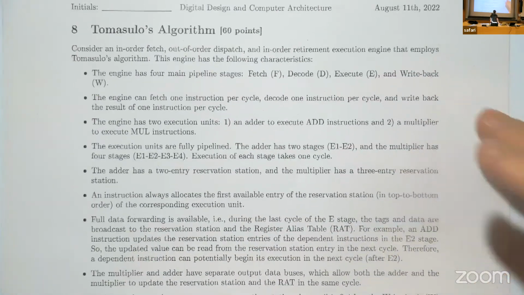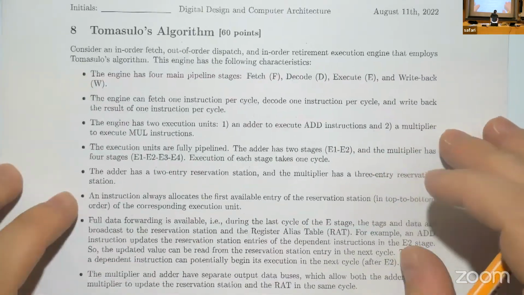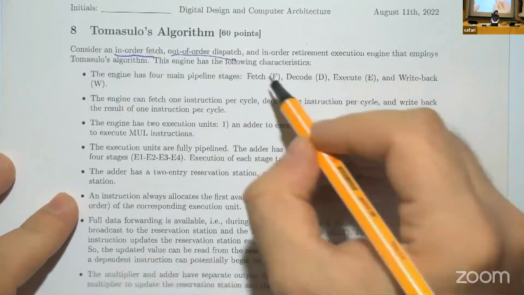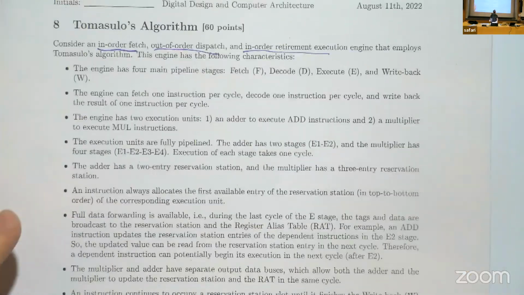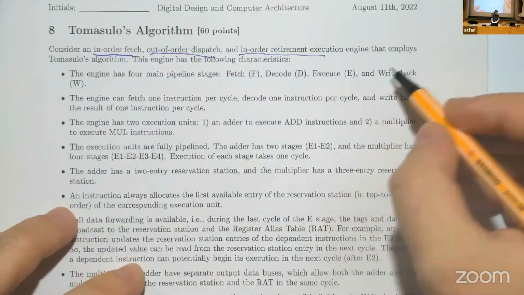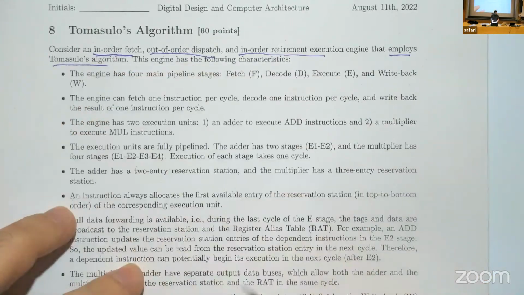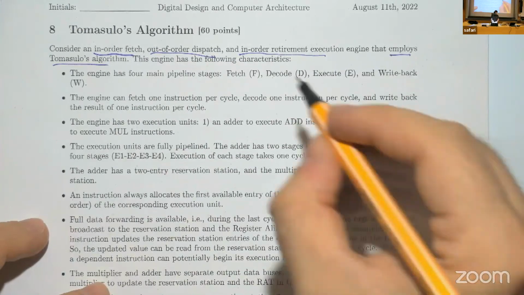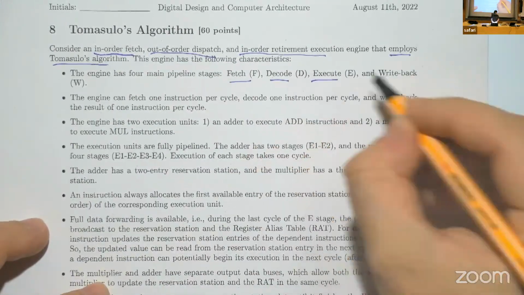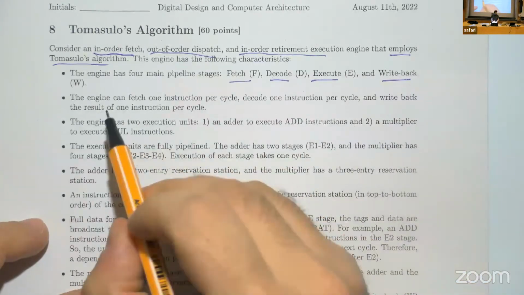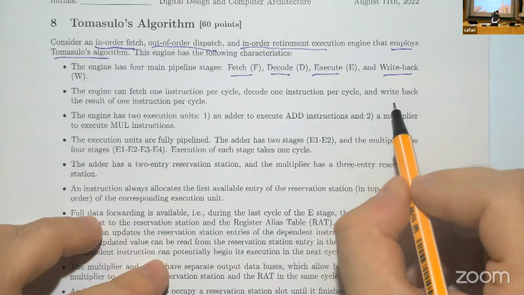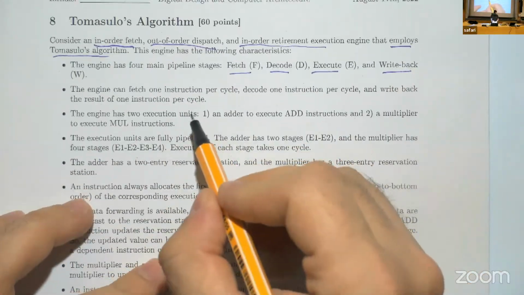So let's start with the definitions here. So what do we have? We have an in-order fetch, out-of-order dispatch, and in-order retirement execution engine. It's the same as the ones described during the course. And it says that it employs Tomasulo's algorithm, right? And we have the following characteristics. 4 pipeline stages: fetch, decode, execute, and write back. It says that the engine can fetch 1 instruction per cycle, decode 1 instruction per cycle, and write back the result of 1 instruction per cycle.